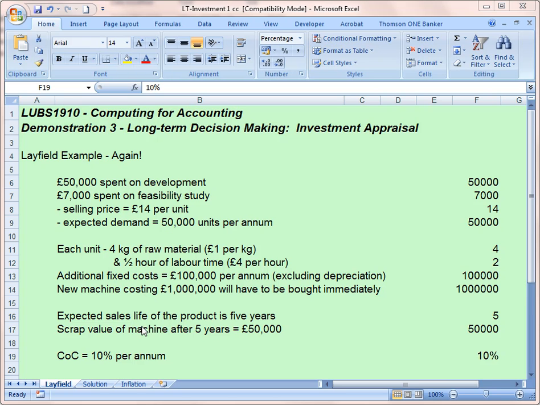Hello, in this demonstration I'm going to show you how to do project evaluations using Excel. This is the questions. We have all the basic information about how much is spent for marketing and feasibility study, etc., and all the other manufacturing information. We have the cost of capital, 10% per annum.